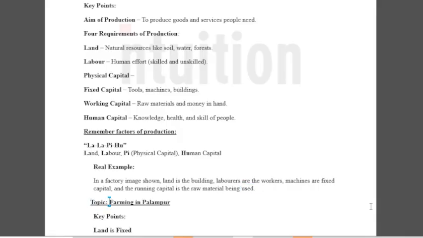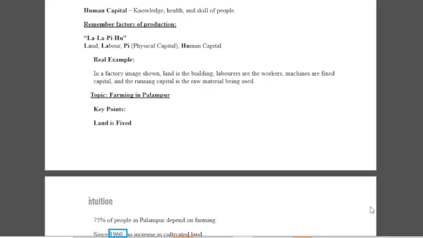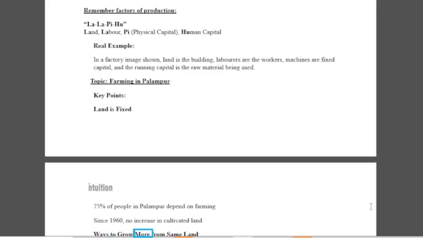Topic: Farming in Palampur. Key points. Land is fixed. 75% of people in Palampur depend on farming. Since 1960, there has been no increase in cultivated land. So there are ways to grow more from the same land.